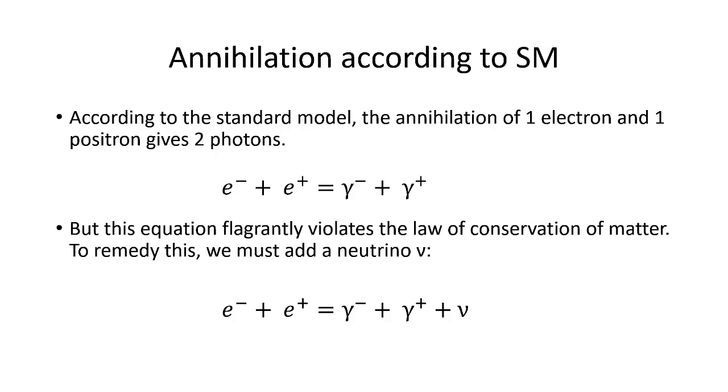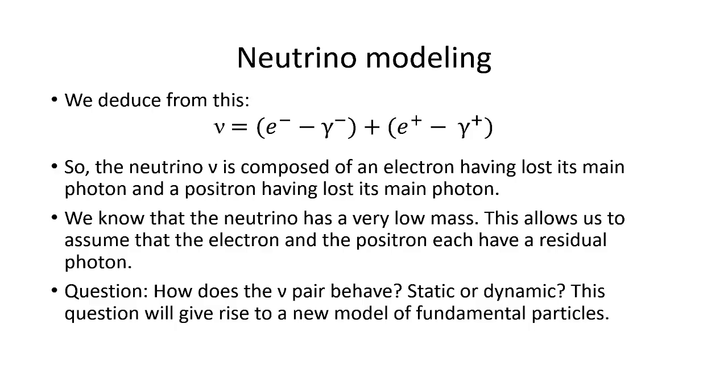But this equation flagrantly violates the law of conservation of matter. To remedy this, we must add a neutrino, nu. Neutrino modeling. We deduce from this nu equal to an electron minus a photon plus a positron minus a photon. So the neutrino nu is composed of an electron having lost its main photon and a positron having lost its main photon.